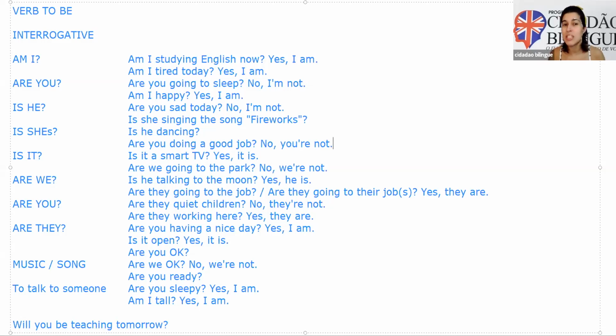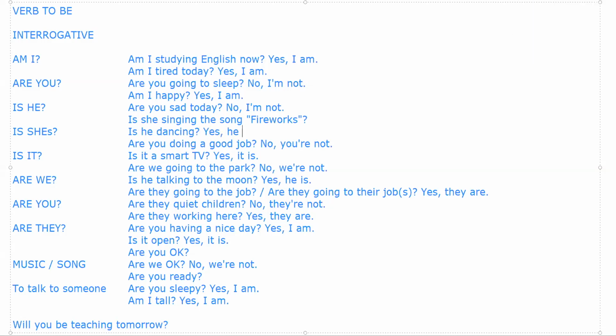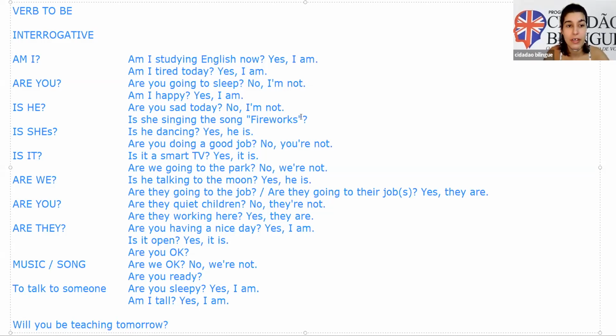Okay, you guys, do you understand the concept of the short answers? Yes. Okay, do you have any questions? No. All right, so is he dancing? Yes, he is. Okay, very good. Okay, you guys. So I'm going to move on to the next page, okay? Now I want us to try negative interrogative, okay?